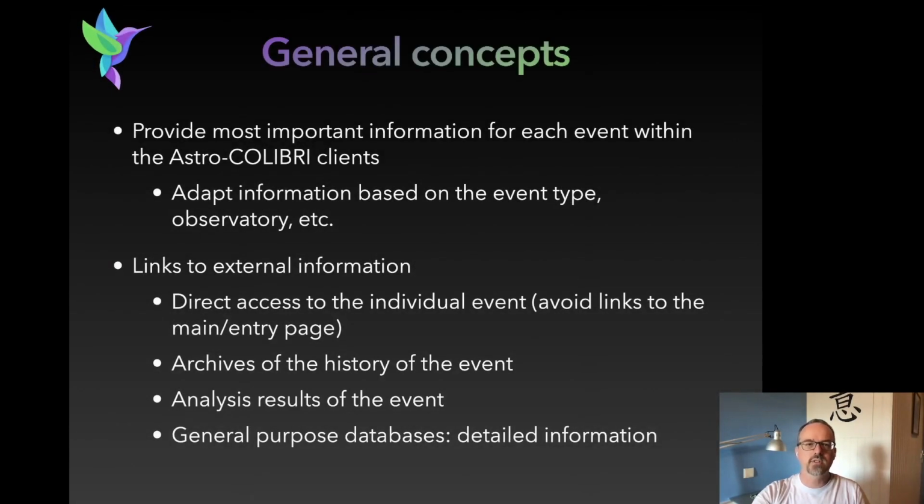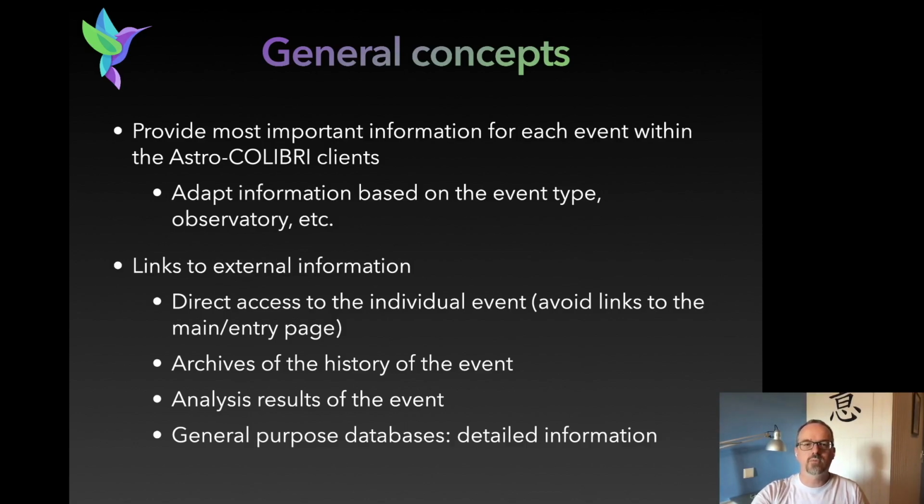The general concept for this information box is that we aim to provide the most important information for each event directly within the Astro-COLIBRI clients. And this is both the web front end and the smartphone applications. And of course, this information is different for each type of event, each observatory, etc. So therefore, we adapt the information on an event-by-event basis.